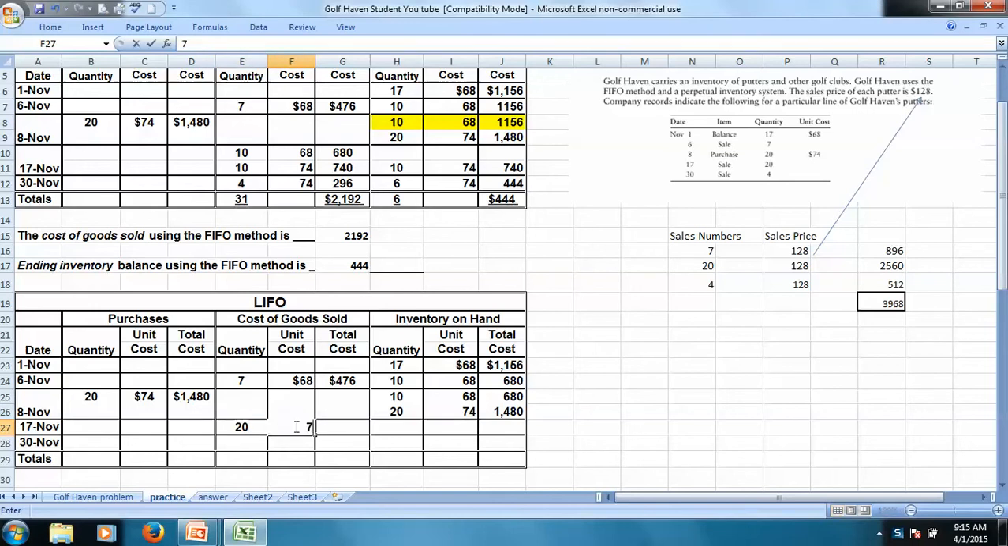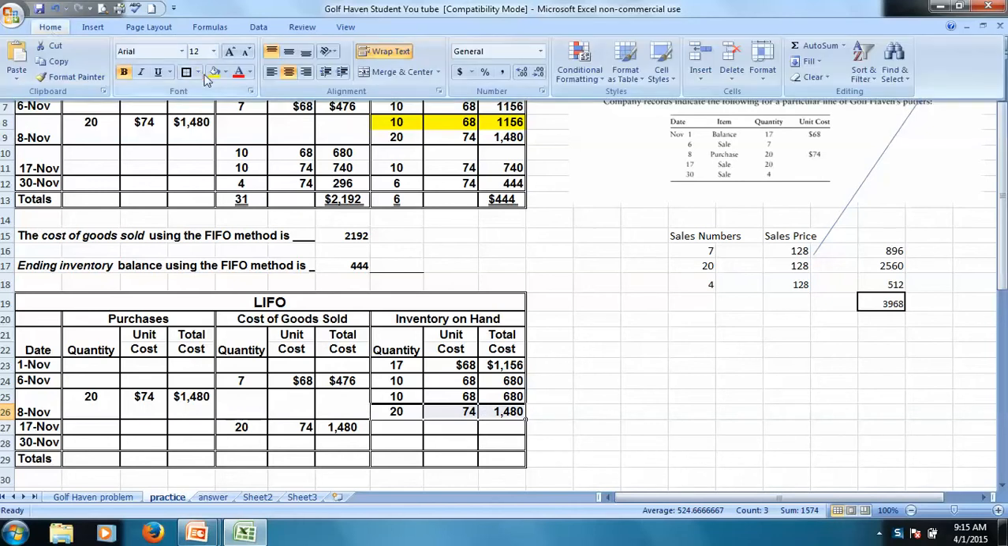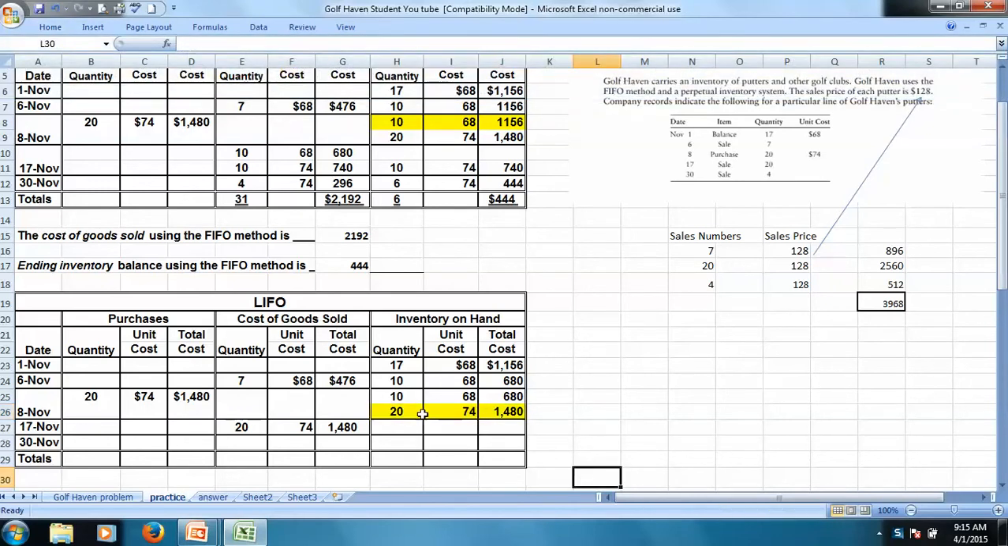And we're going to assign a cost of goods sold of those 20 putters, 20 times 74. And we're going to assign the entire cost to this layer of putters. And in this case, we're going to go ahead and wipe out that whole layer of inventory. Which putters are left? Those oldest ones. The last ones in were the first to go out, so what remains in inventory are your oldest. Those 10 putters that had cost us $68 a piece.